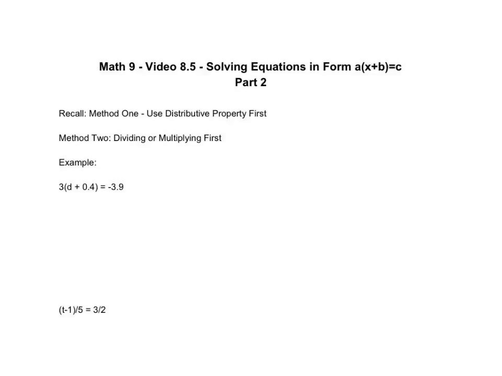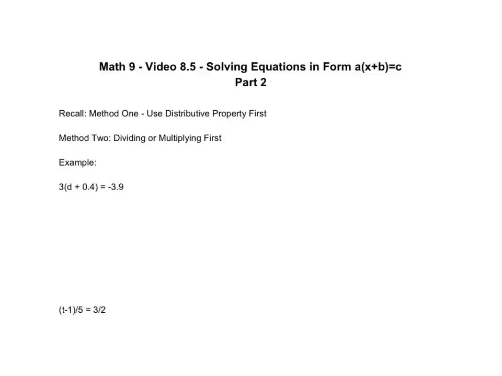So we showed one method in the last video that's using the distributive property first. That gets you two separate terms, which you can then proceed with just like we've done in previous videos. The second method, either works fine, is to, instead of doing the distributive property, multiply or divide by that number that's out in front, and by doing so you can eliminate it that way. To show you that, we'll just do a couple examples.